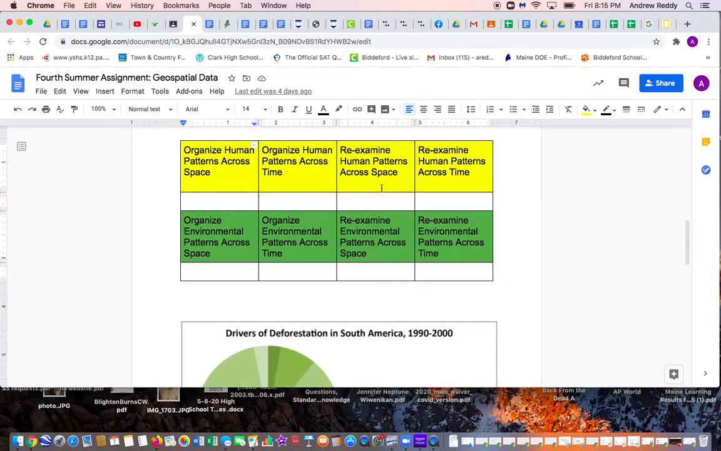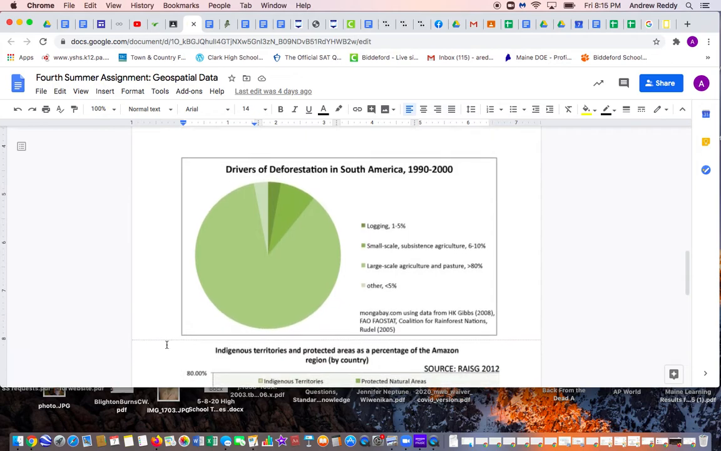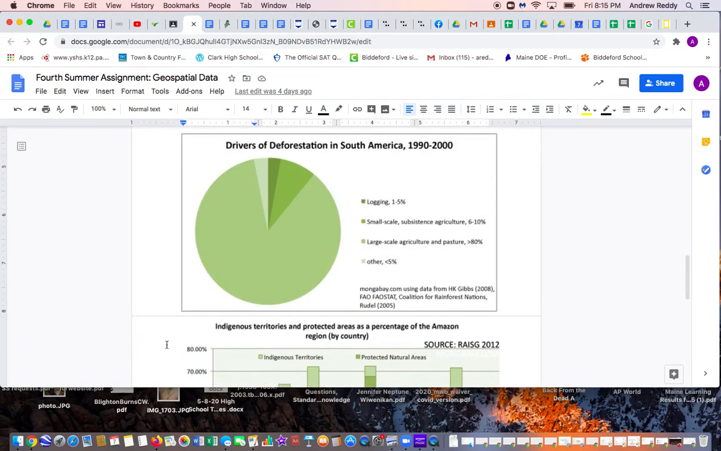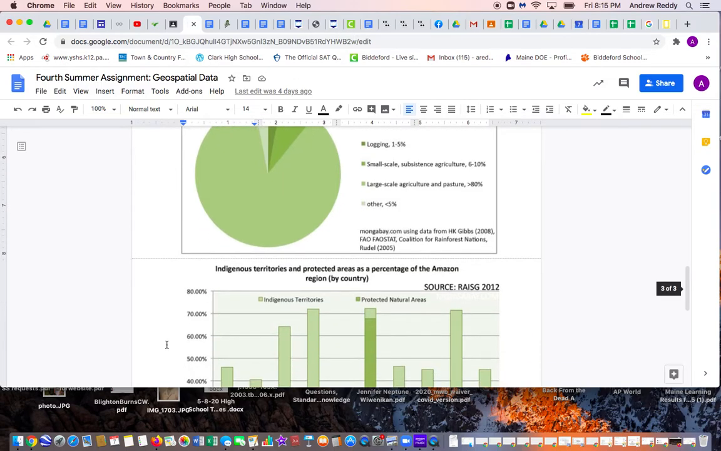Hopefully you'll be able to re-examine the human patterns as well as the environmental patterns as you continue to analyze the charts. Email me if you have any questions, and you are certainly encouraged to get in touch with other people who are taking this class and analyze the charts together. It's always better to have two pairs of eyes looking at this information and talking about it if you can do that. So, good luck.